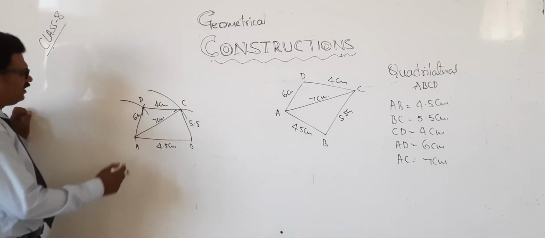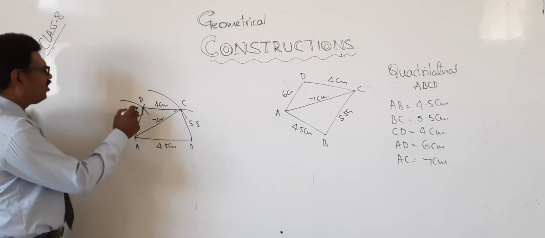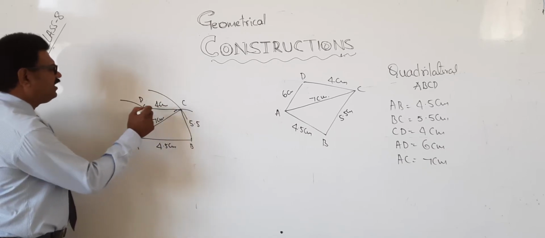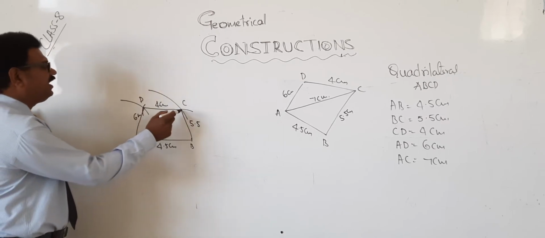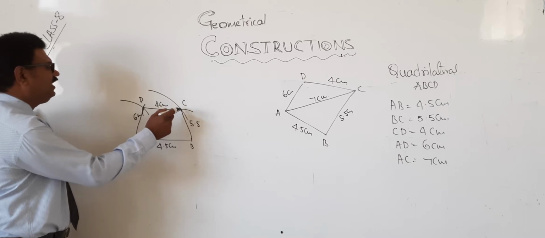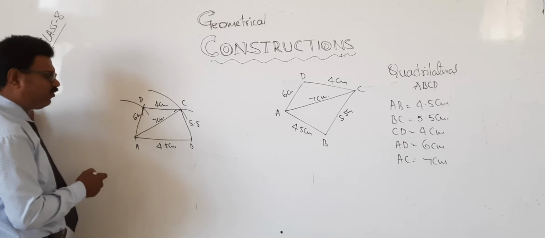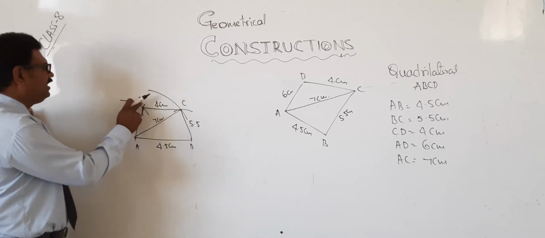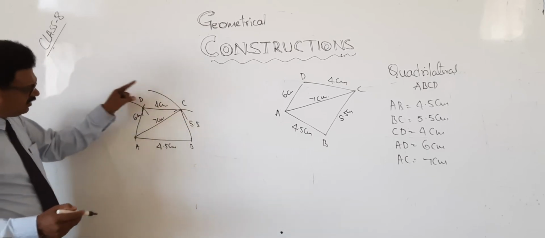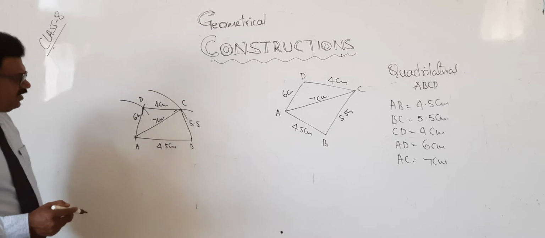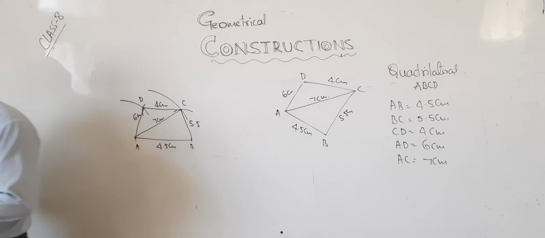Next, take 6 centimeters as radius, keep one end on A, draw an arc. Afterwards, take 4 centimeters with the compass, keep the sharp edge on C and cut that previous arc. The point of intersection is named D. Now join CD and DA, and this is nothing but our required quadrilateral. Did you understand? One more problem we'll see. Very simple problem.